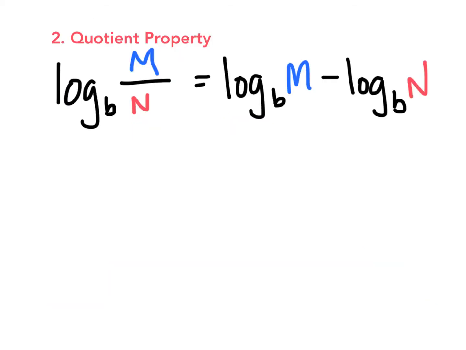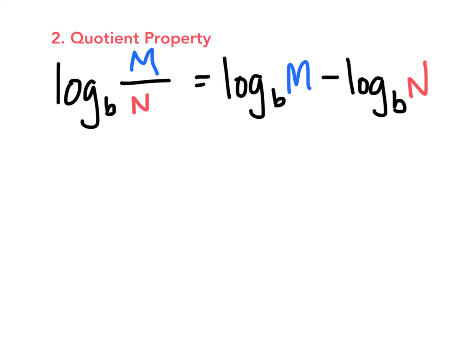All right, the next property is the quotient property, and it just shows that if you have a log with some division, you can break this down or expand it into a subtraction. Anything in a denominator will be subtracted. Okay, and you're just taking the log of each thing.